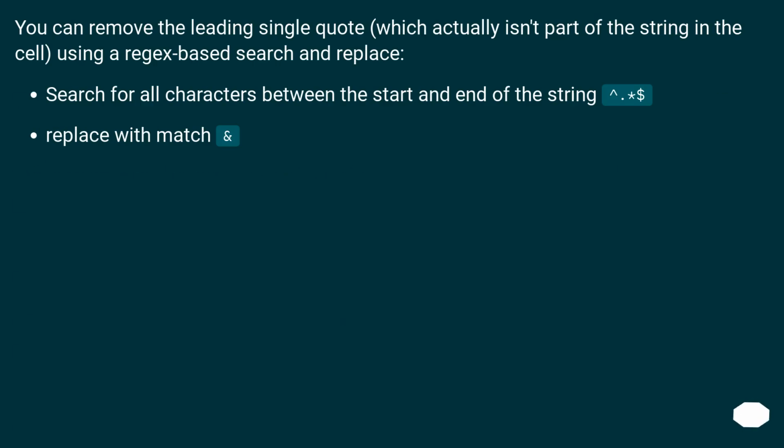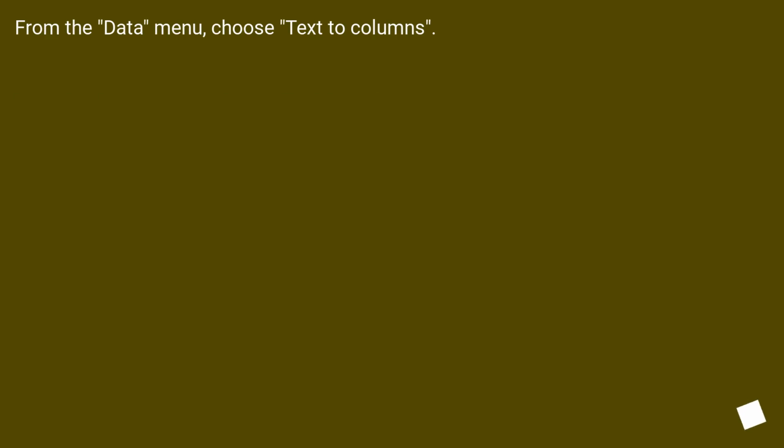You can remove the leading single quote, which actually isn't part of the string in the cell, using a regex-based search and replace. Search for all characters between the start and end of the string, ^.*$. Replace with &. From the Data menu, choose Text to Columns.